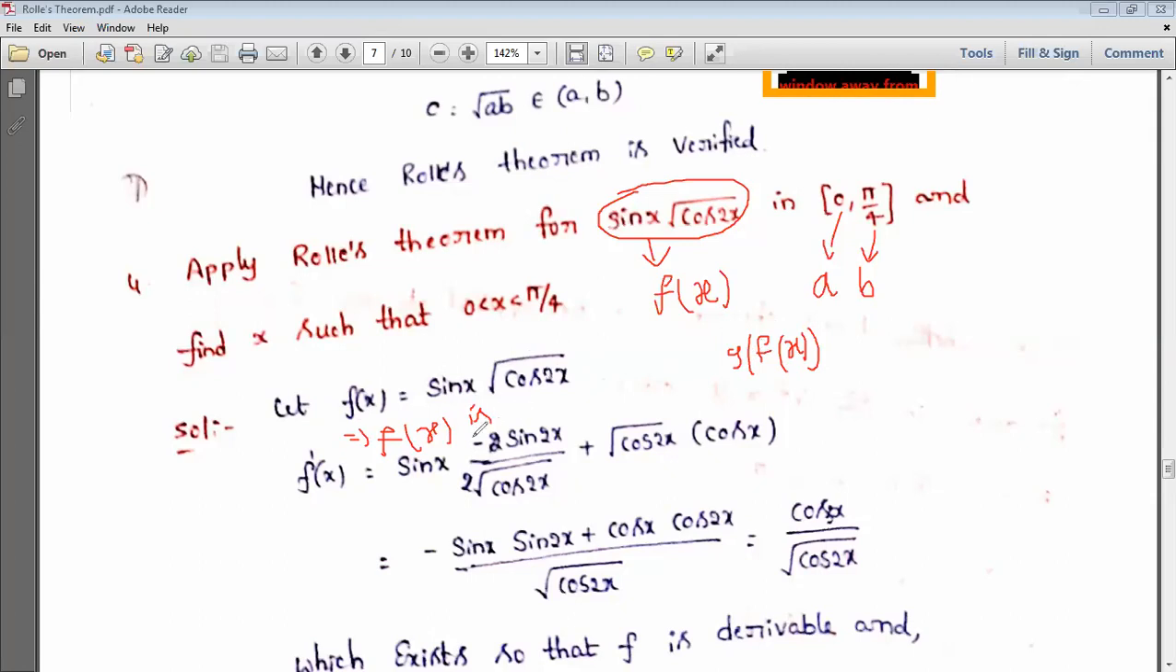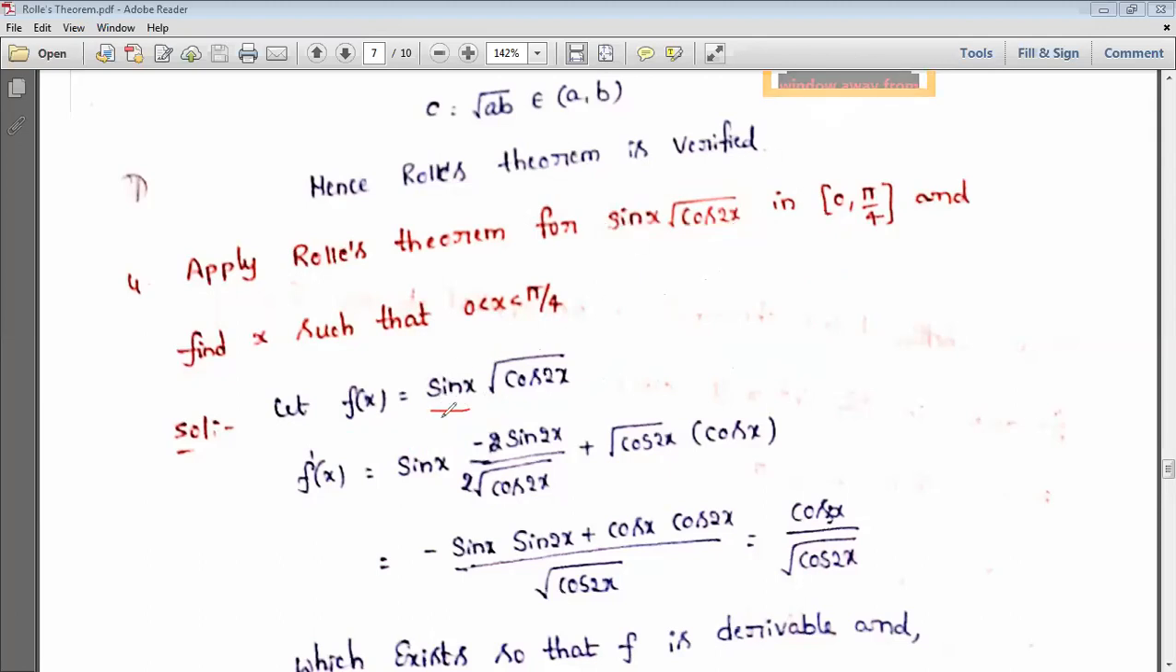Next, we should find the derivative. Here f of x is equal to sin x into square root of cos 2x. It is a product of two functions, so we take this as u and this as v. We have to apply the product rule. The formula is d by dx of uv is equal to u into v dash plus v into u dash. This is the formula we are applying.